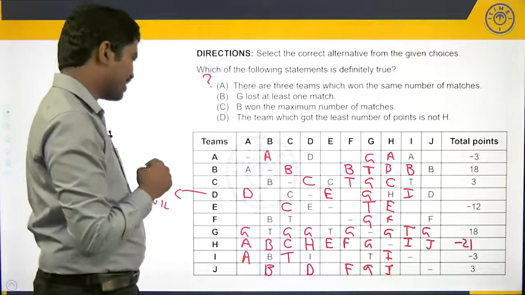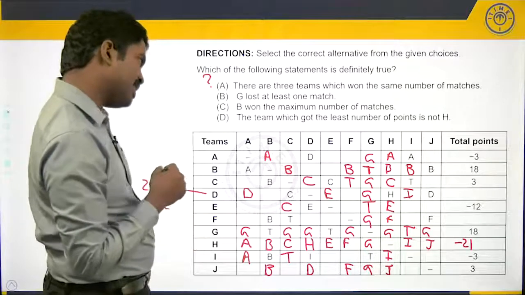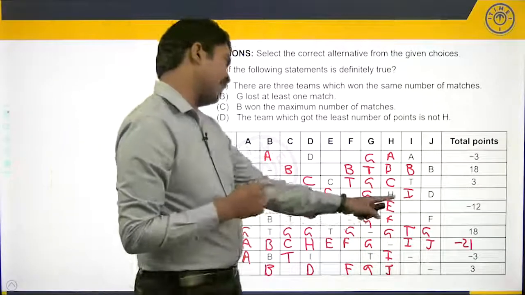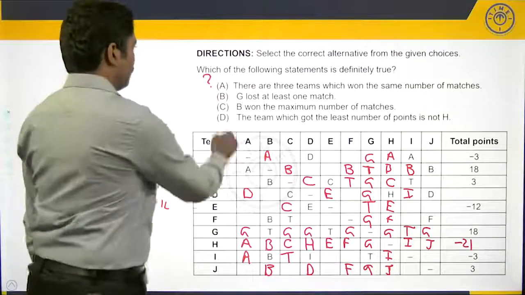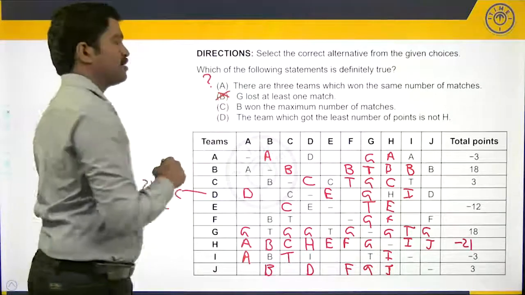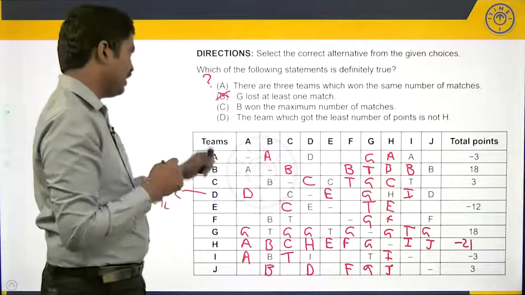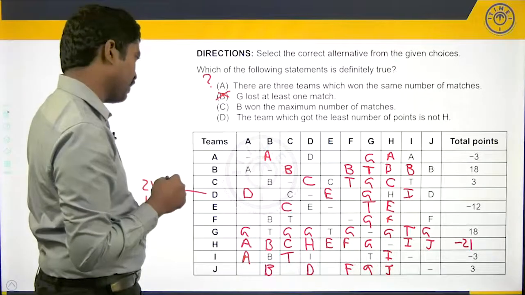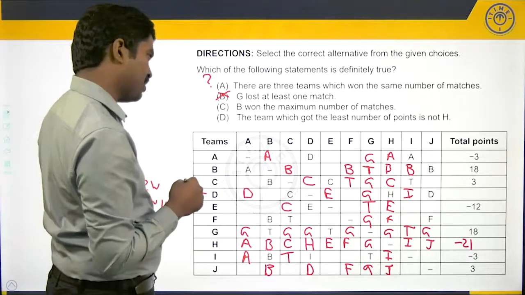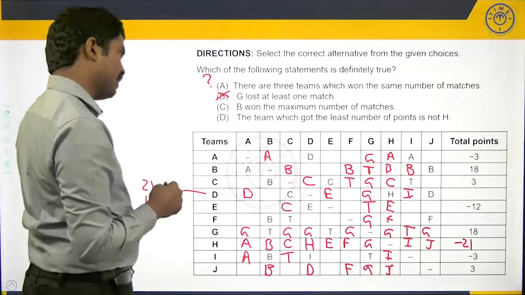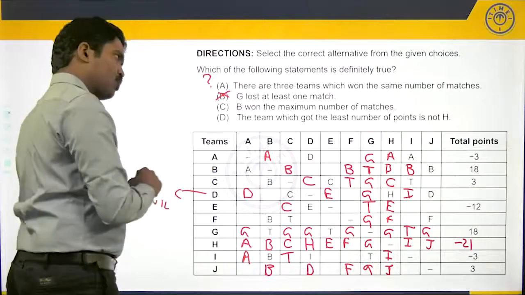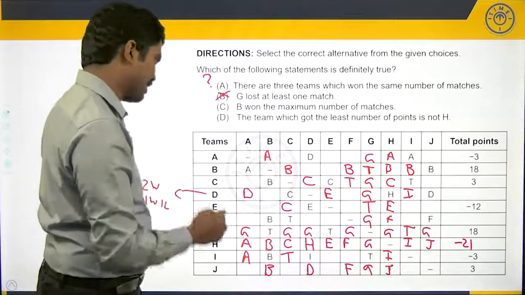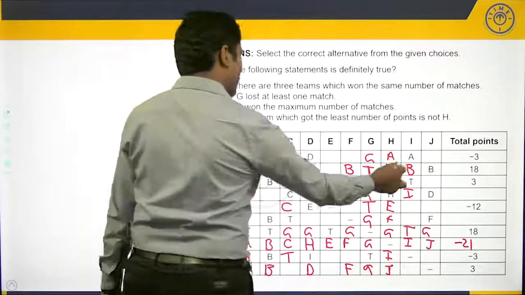Okay, G lost at least 1 match. Look at G, 1, 2, 3, 4, 5, 6. 6 wins and 3 draws. So, that statement is definitely false because G did not lose even 1 match. Next one, B won the maximum number of matches. Okay, how many matches did B win? B won 1, 2, 3, 4, 5 so far, and those 2 outcomes which you do not know, but let's check it. B has a total of 9 matches, correct?